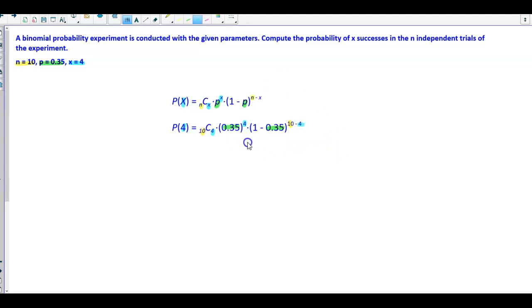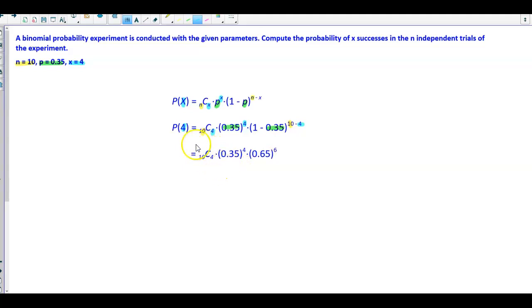Okay. So now, before we move any further, we can go ahead and simplify 1 minus 0.35. When we do that, we get the combination of 10 combination 4 times 0.35 to the 4th power, times 1 minus 0.35, which is 0.65, to the power of 10 minus 4, which is the 6th power. Okay, now we need to figure out the combination of 10 combination 4.